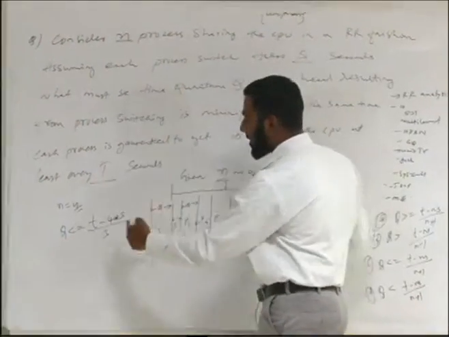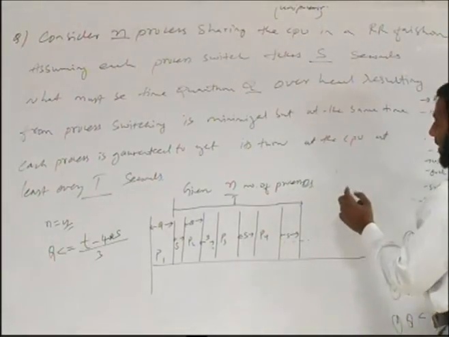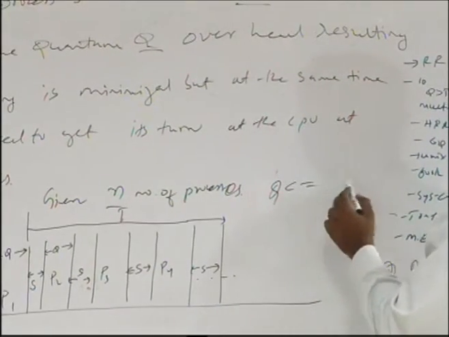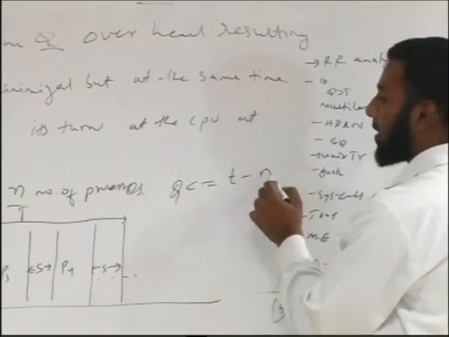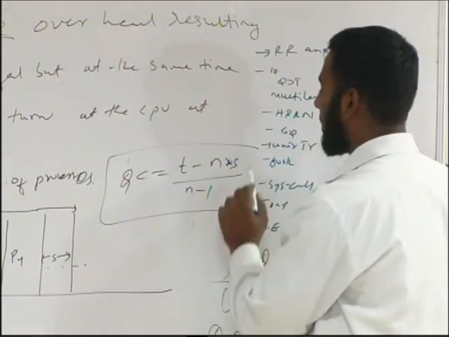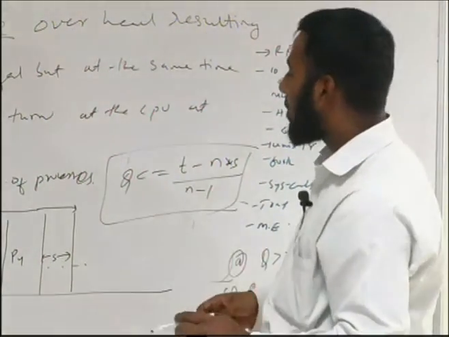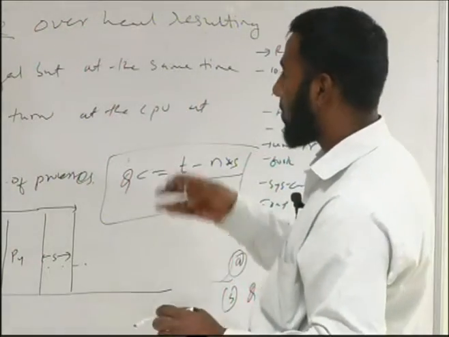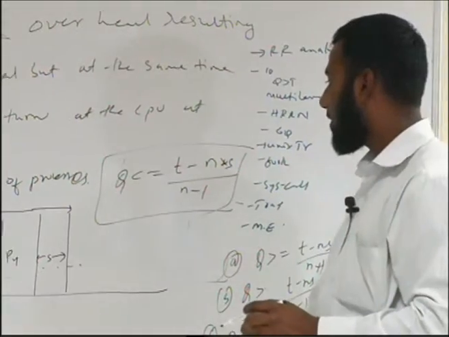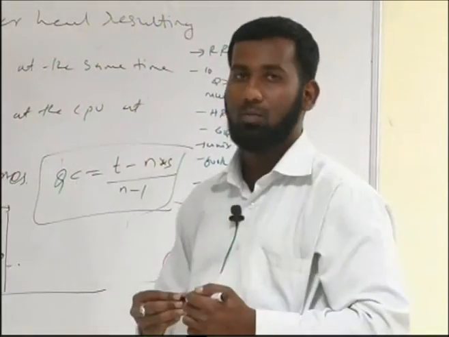So now let's generalize this formula. We take it as Q should be less than or equal to T minus n into s by n minus 1. So in order to minimize the context switch overhead, the value of time quantum should be less than or equal to T minus n into s by n minus 1.